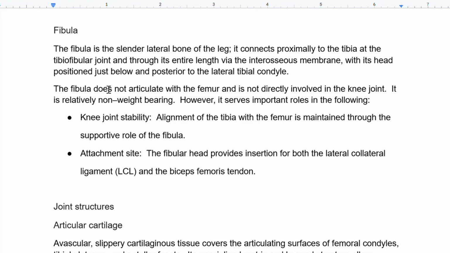The fibula does not articulate with the femur and is not directly involved in the knee joint. It is relatively non-weight bearing, however, it serves important roles in the following: knee joint stability, where alignment of the tibia with the femur is maintained through the supportive role of the fibula. And then there's the attachment site. The fibular head provides insertion for both the lateral collateral ligament, LCL, and the biceps femoris tendon.